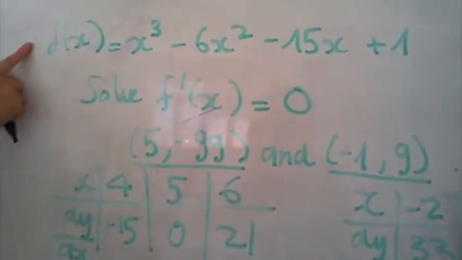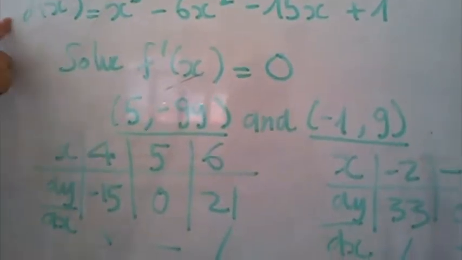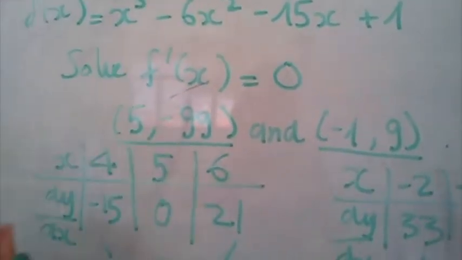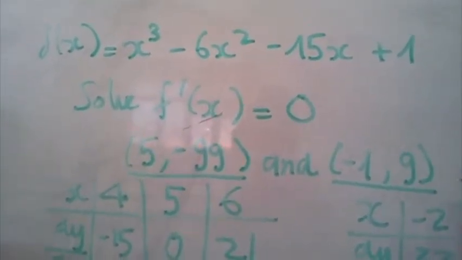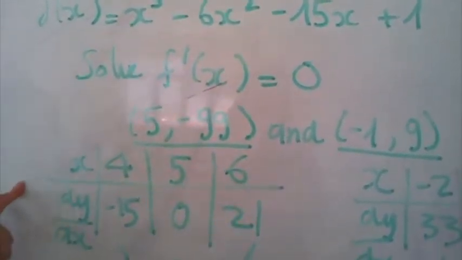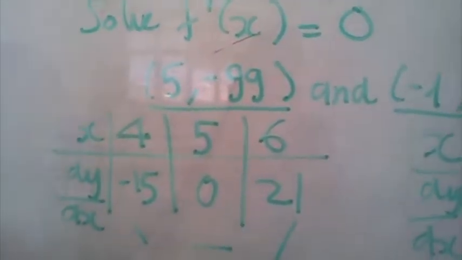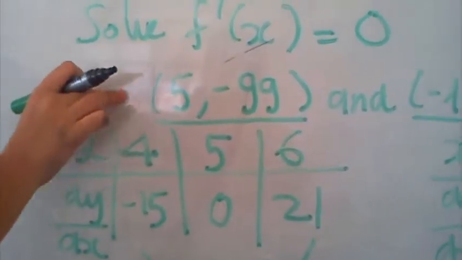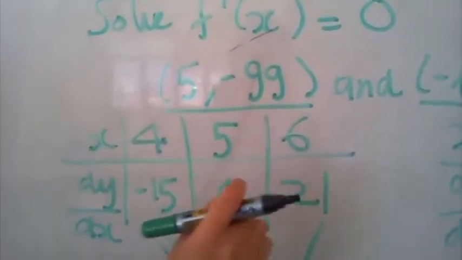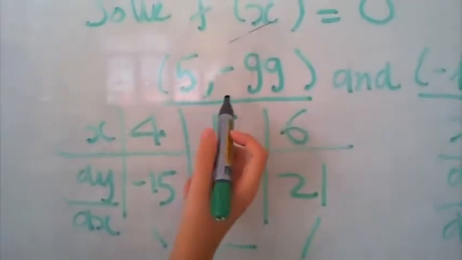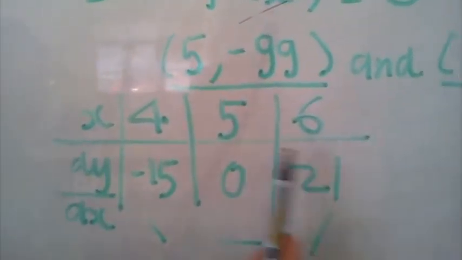Coming back to the same example, I would like to show you a different method. Sometimes this is more useful, and sometimes the other one is more useful. In this one, we're going to examine the gradients on each side of the x values. So first, you arrive at the x values by differentiating and then solving it.